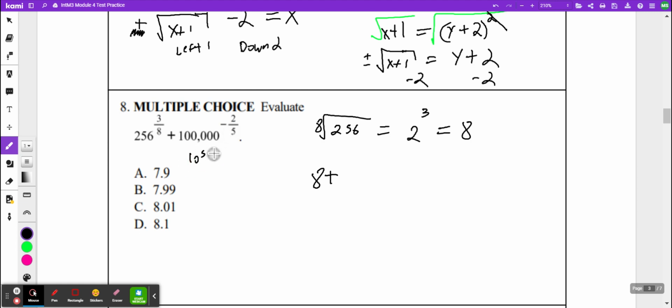So that cancels out this 1/5. So I'm going to have 10 to the negative 2nd, or 1 over 10 to the second, or 1/100. I should have 8 plus 1/100th. Well, what's 1/100th? 1/100th is a penny. Well, there you go right there. There's C right there. Let's go on.